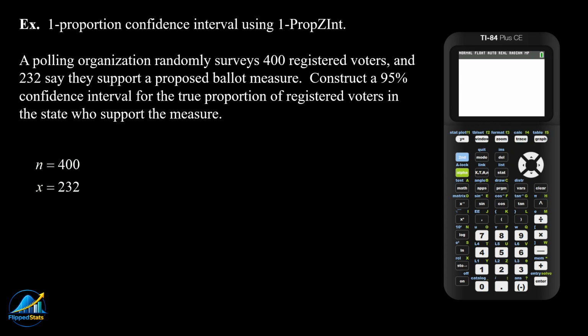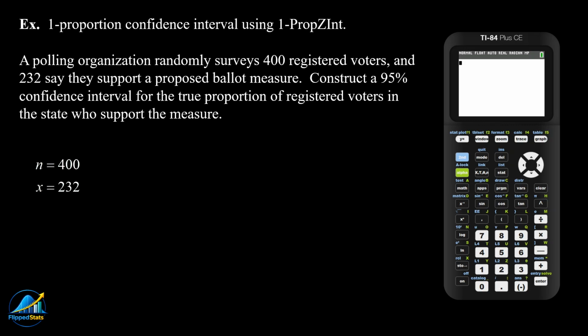Now, just a quick reminder of the context here. One proportion confidence intervals need to be built on an underlying binomial process. And we meet that standard here because each voter is either counted as a success, meaning they support the legislation, or they're a failure, meaning they don't support the legislation.